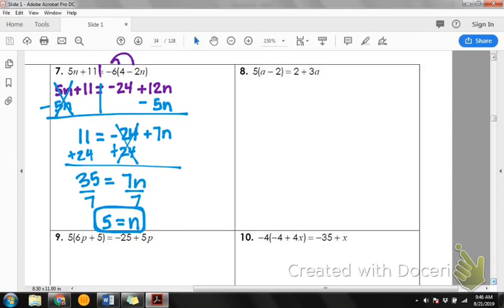So what Davon just said is, hey, in the beginning, he took his 12n over here and he put his 11 over here, and he still got the same answer as us. All right? So you can do it either way.